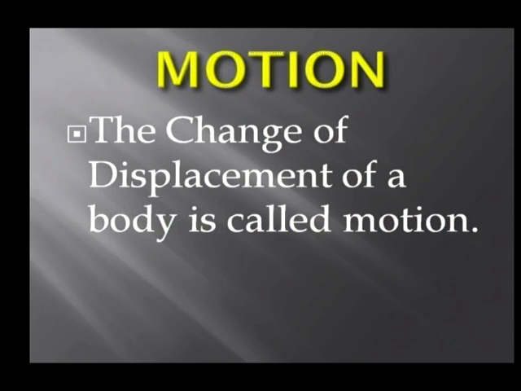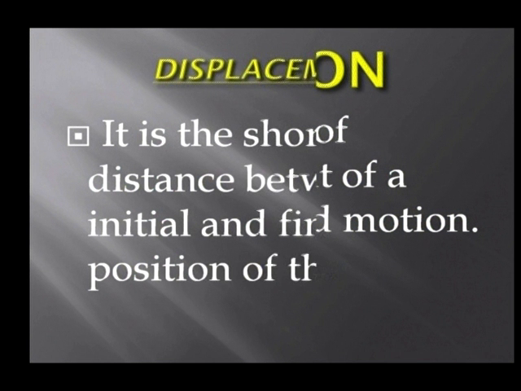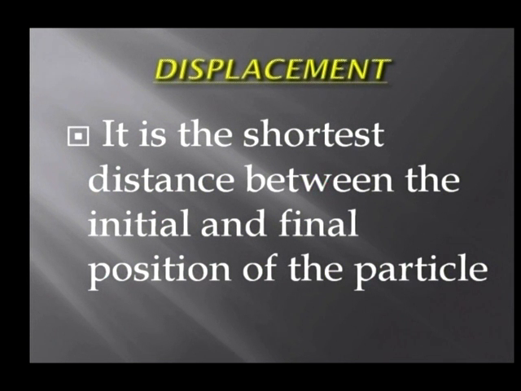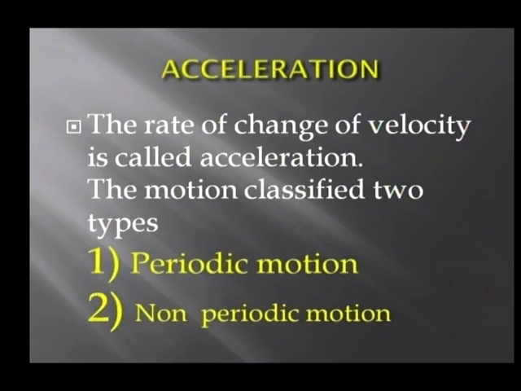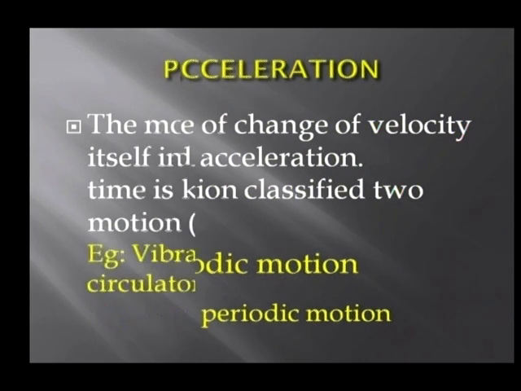Motion: the change of displacement of a body is called motion. And what is displacement? It is the shortest distance between the initial and final position of a particle. And what is acceleration? The rate of change of velocity is called acceleration. Motion is classified into two types. What are those? Periodic and non-periodic motion.